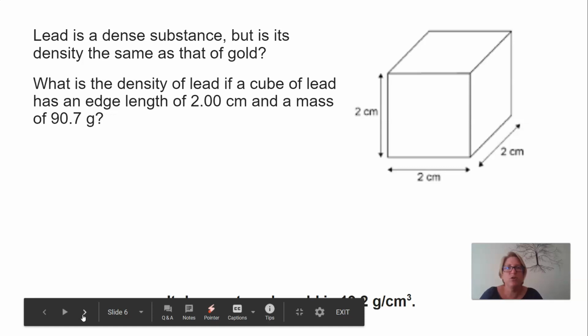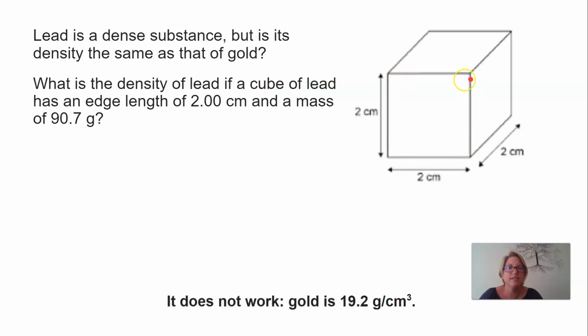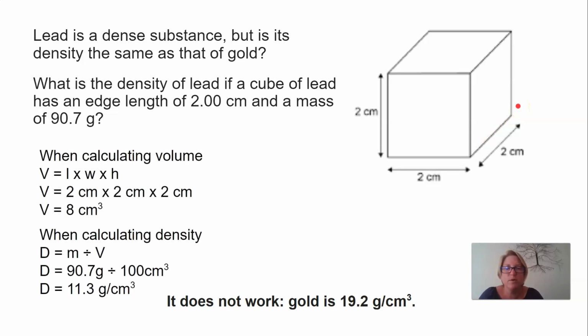So here is our cube. They've given us a hint, number one, that it is a cube, which means every single side is going to be equal in length. And they have told us one of the lengths is 2 centimeters. So we can assume that the length, breadth and width are all going to be 2 centimeters each. So the first thing we need to do is calculate volume.